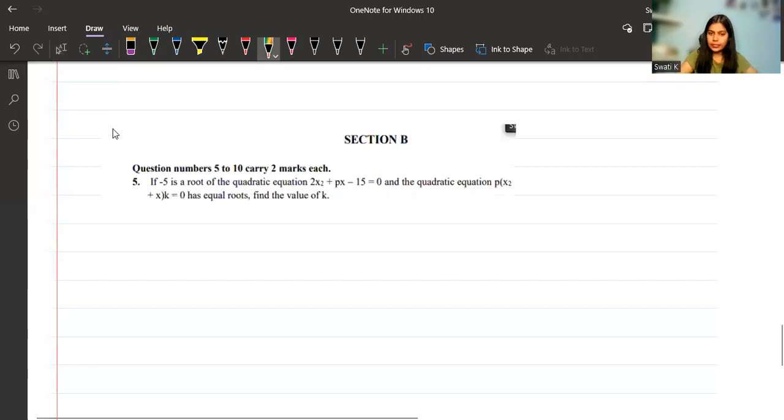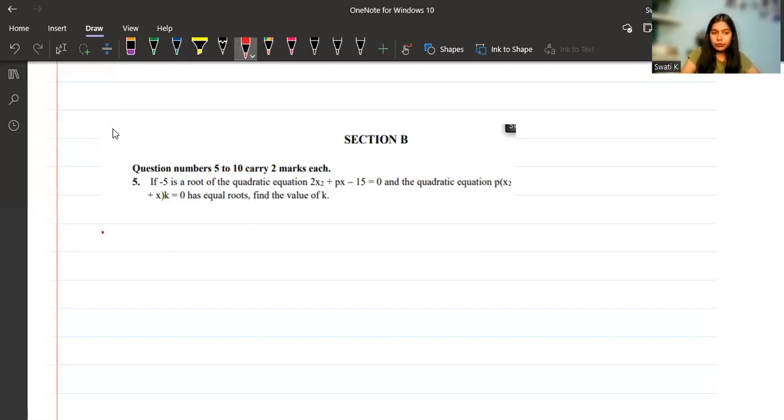As you can see, this is the fifth question of section B, 2016 paper. If -5 is the root of the quadratic equation 2x square, this is not x2, this is x square, because here it looks like the base is 2, but no, it's power 2. So 2x square plus px minus 15 equals 0, and the quadratic equation px square plus x into k equals 0 has equal roots, find the value of k. Very simple question and very straightforward.